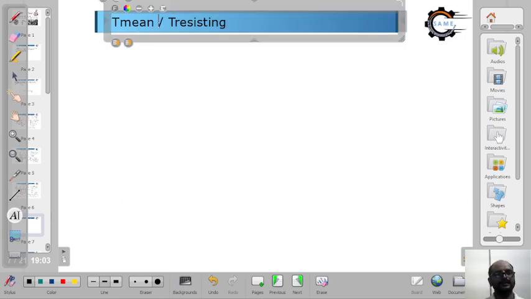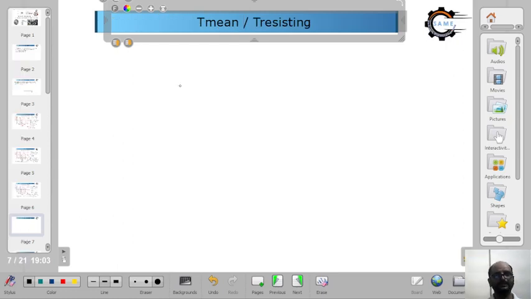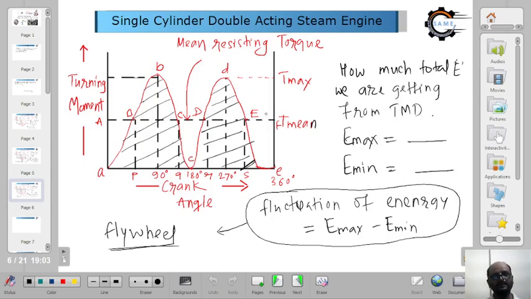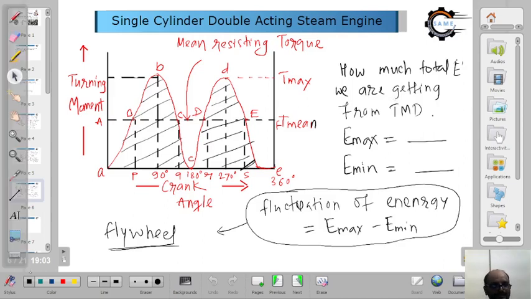See, here, why are we looking for this T mean and T resisting? Let me first tell you that. Here we have to find out T mean. Our requirement is constant torque, right? But here we are not able to get constant torque because of the revolution of the crank, that thing we have done, right? What we expect is the T mean.